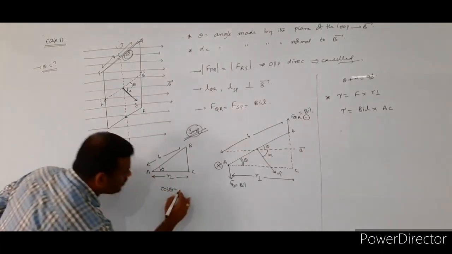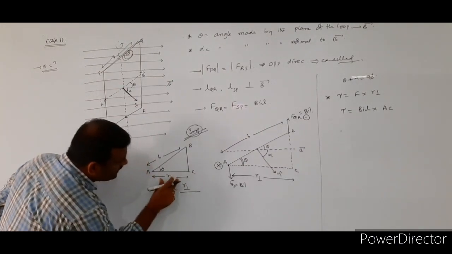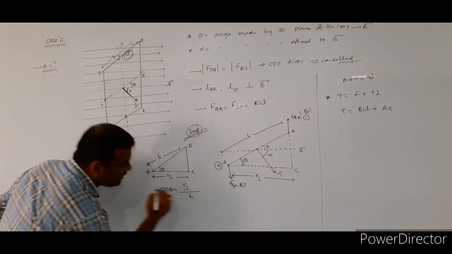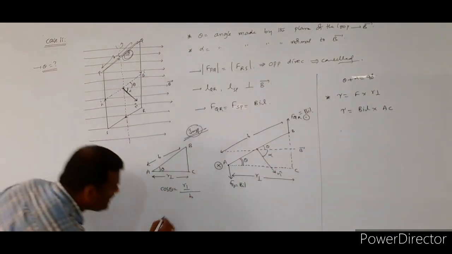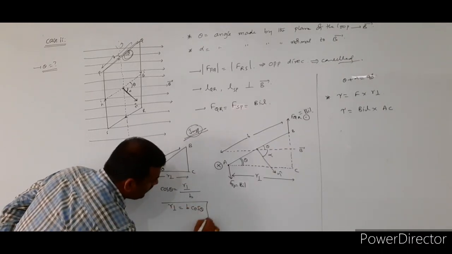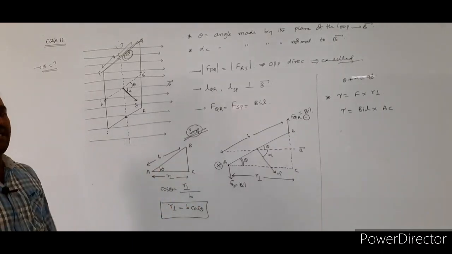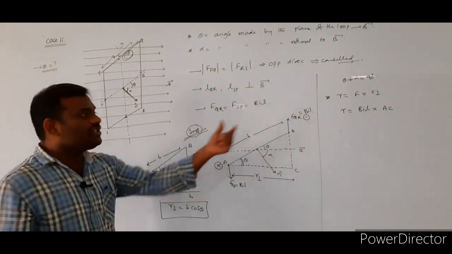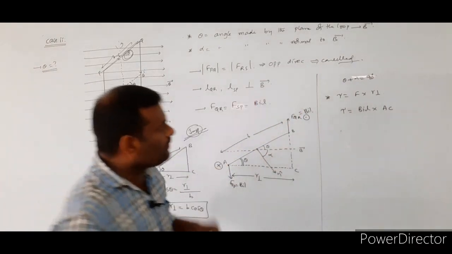Cos theta is equal to adjacent side by hypotenuse. In the adjacent side, what is the value present? R perpendicular by hypotenuse value B. So from this I got that R perpendicular is equal to B sin theta. R perpendicular is equal to B sin theta. So substitute this R perpendicular value in that required equation.